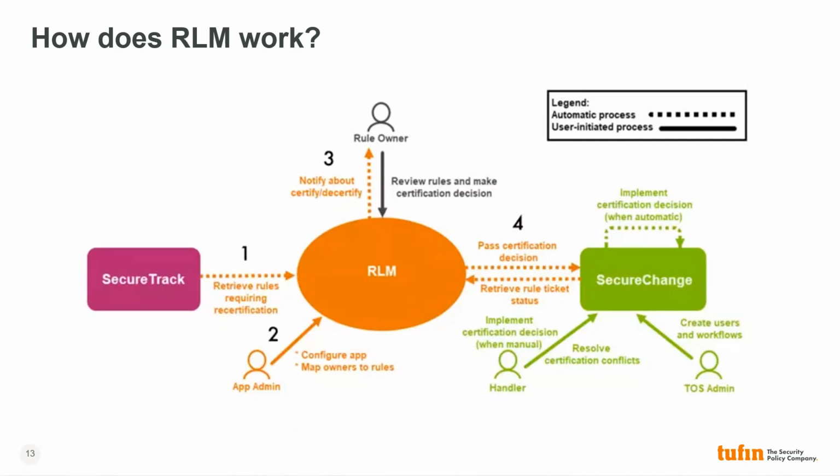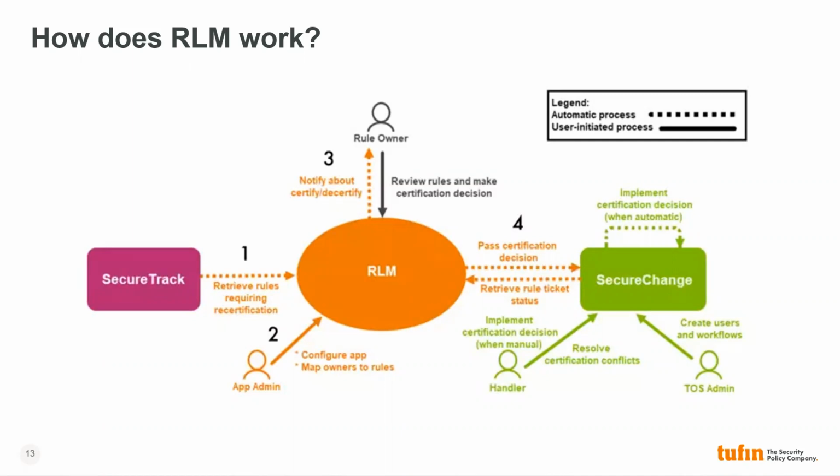So SecureTrack will retrieve rules requiring recertification. How does it know that? Metadata on every single rule. Every rule has metadata that identifies when it was last recertified and when it's due to be recertified again. When that date approaches, and that's configurable by you, we're going to reach out to the business owner and say, here are a bunch of rules that we need you to make a decision on. The RLM is able to identify the business owners.